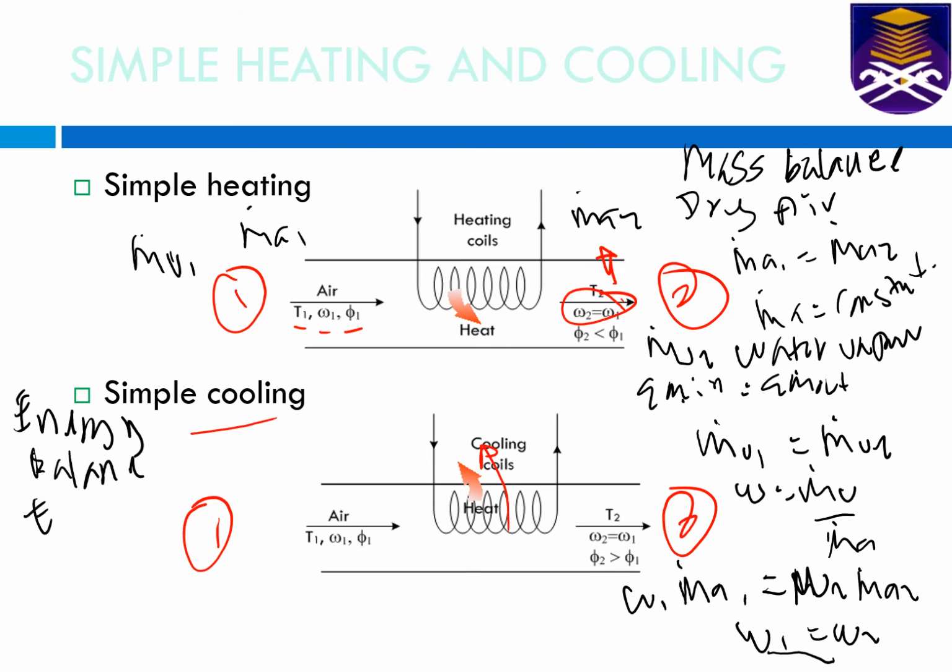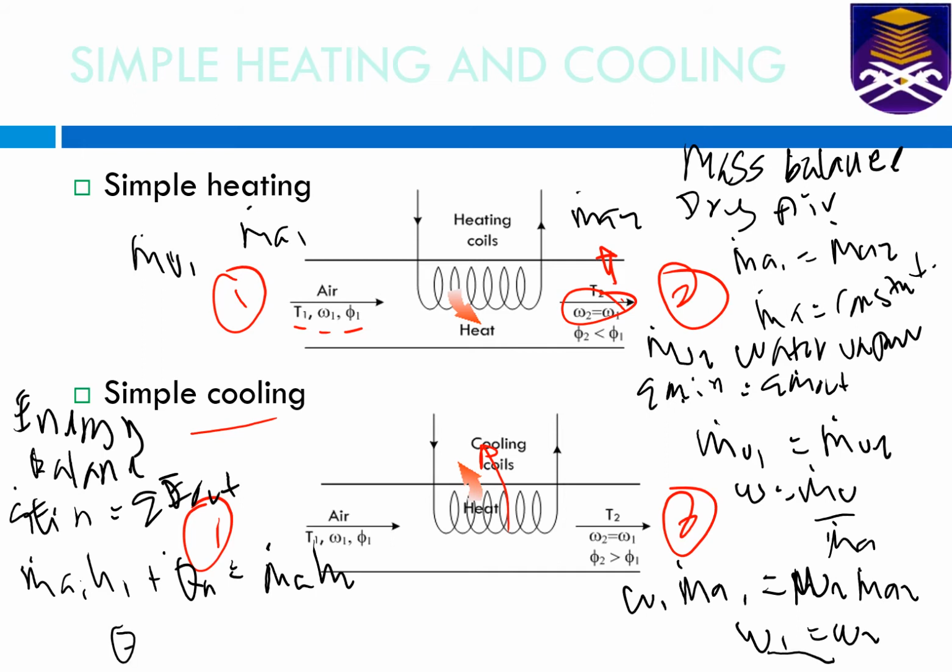But if we look at the energy balance, where the summation of energy in is equal to the summation of energy out, what we have is m dot a h1 plus q in for heating equal to m dot a h2. With this condition, we can evaluate the amount of q in, which is equal to the mass flow rate m dot a times (h2 minus h1).